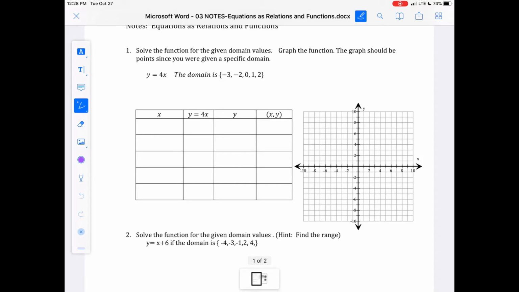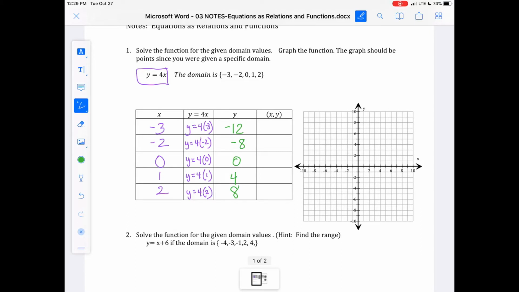So for the values that they give us, the domain is -3, -2, 0, 1, and 2. What we are going to do is plug in all of these corresponding x's into that given equation, y equals 4x, to figure out what the range, the output is. Everywhere we have an x in our equation, y equals 4x, we plug in that specific x value. And then that gives us the y's. We take that product, and this would be the result of our y values.